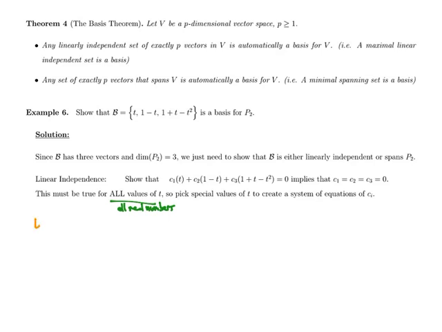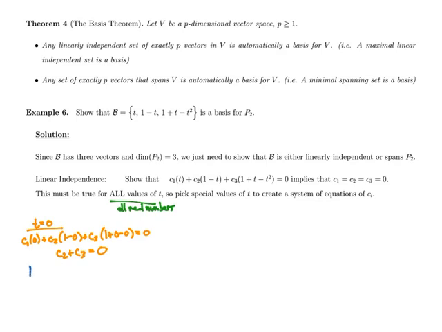So for instance, if we let t equals 0, then the linear dependence relation gives us c1 times 0 plus c2 times 1 minus 0 plus c3 times 1 plus 0 minus 0 equals 0, which gives us c2 plus c3 equals 0.